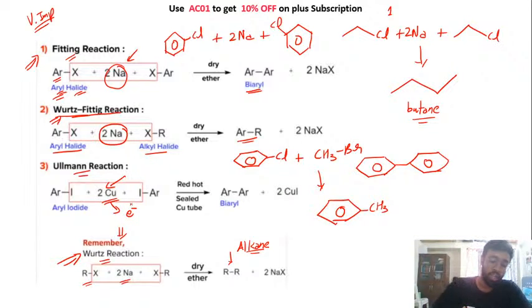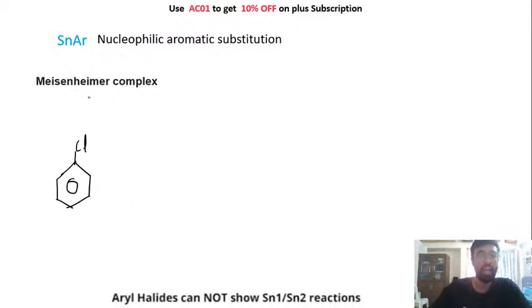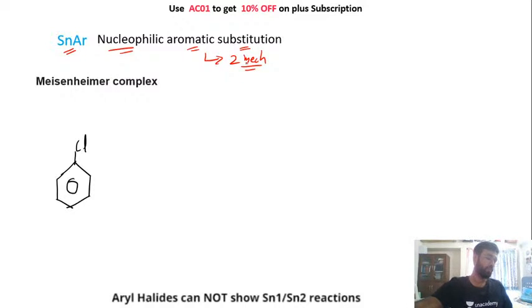Okay, we will be moving on to the next thing, that is your SNAr reaction mechanism. This is one of the important reaction mechanisms of this chapter. It is known as nucleophilic aromatic substitution. There are two different mechanisms for your SNAr. The first mechanism is your Meisenheimer complex. We will understand about this reaction in a while.